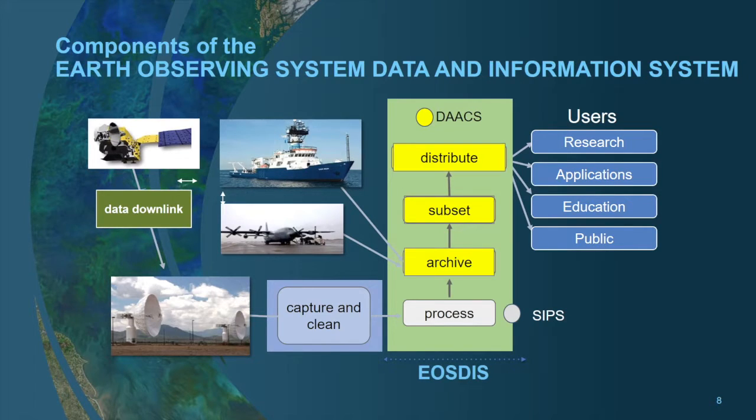NASA Earth data is made available to the public through the Earth Observing System Data and Information System, or EOSDIS. Once the data from satellites is captured and cleaned, it goes to EOSDIS where it is processed and archived and distributed to the public for science, applications, education, policy making, and commercial use, so pretty much anyone, anywhere can use the data for any suitable reason.